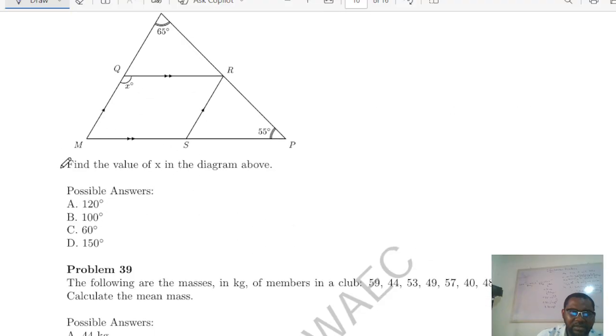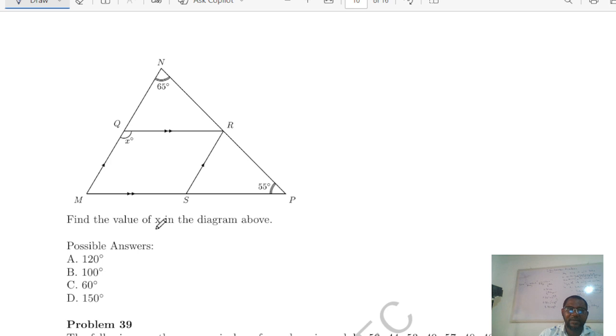Okay, so that leads us to number 38. Number 38 says find the value of x in the diagram above. And where is x? This is x. You can see that this is parallel to this is parallel to this. Whenever you see parallel lines, you already know what should come to mind. Well, this is a parallelogram. What that means is that here is also x. That's simply what that means.